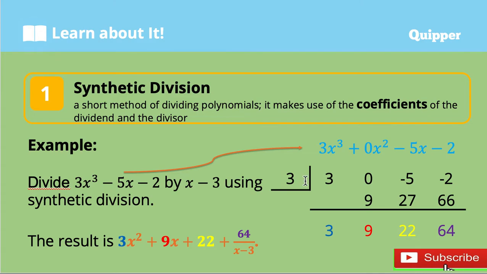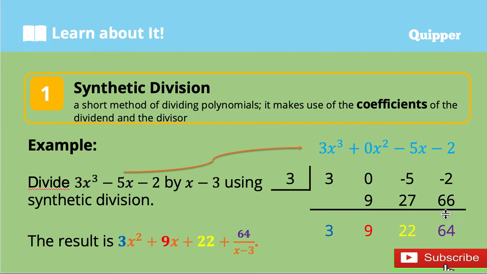Then start solving. First, bring down the first number, which is 3. Then multiply: 3 times 3 is 9. Then add: 0 plus 9 is 9. Then multiply: 9 times 3 is 27, and negative 5 plus 27 is positive 22. Then 22 times 3 is 66, and negative 2 plus 66 is 64.